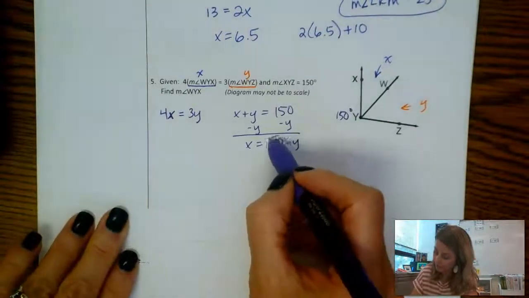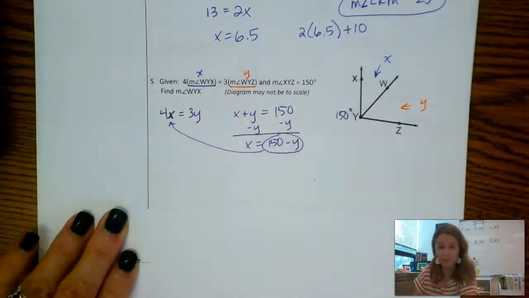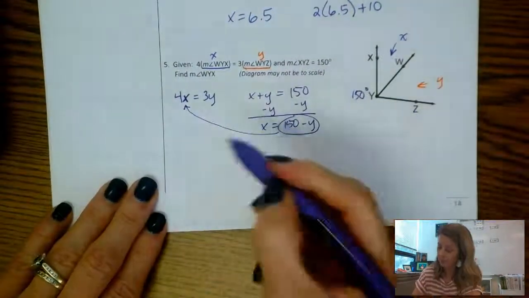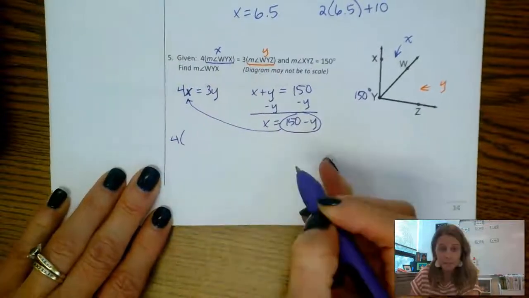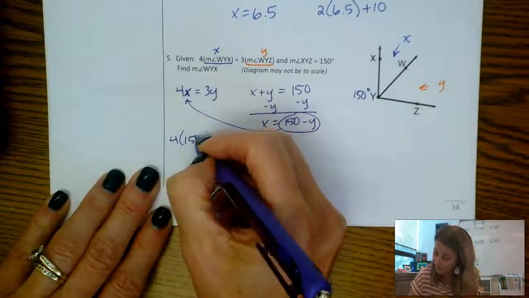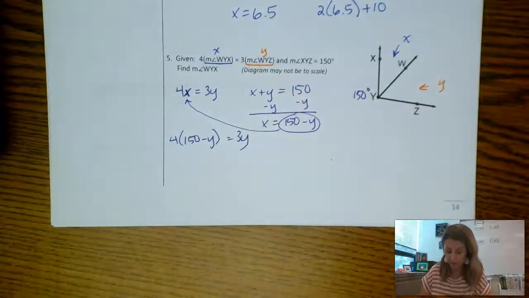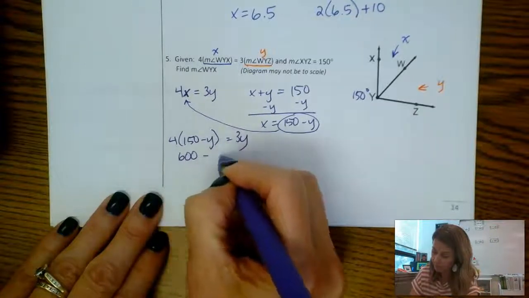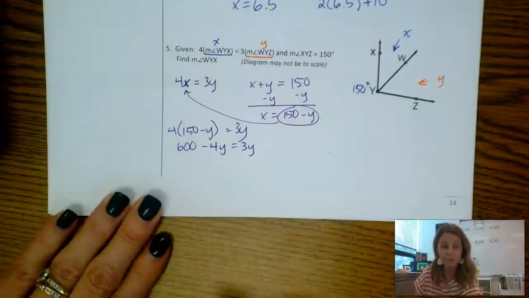All right, so I'm going to do that. I'm going to take this expression and substitute it in right there. Hopefully I don't run out of paper, so I might be writing all over the place. Okay, 4 times 150 minus y equals 3y. All right, so multiply that in. 150 times 4 is 600. 600 minus 4y is equal to 3y.